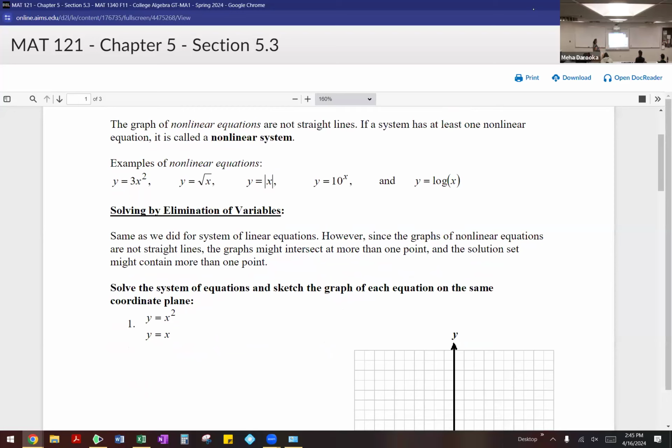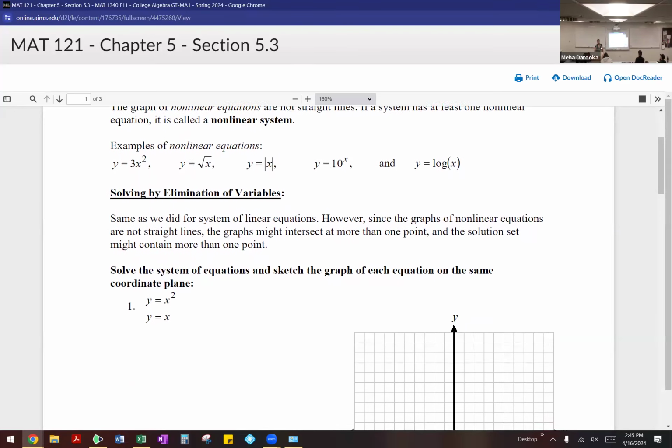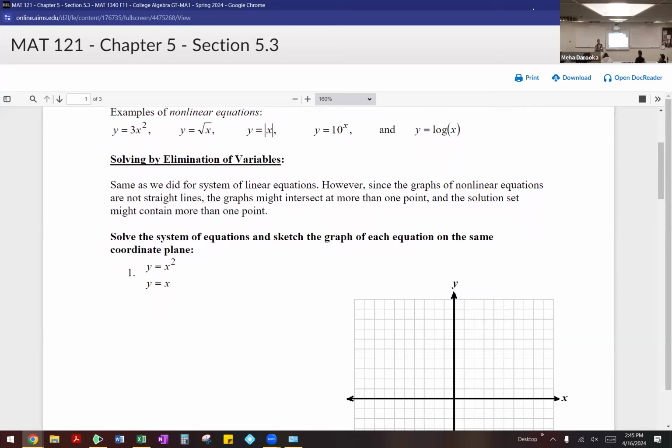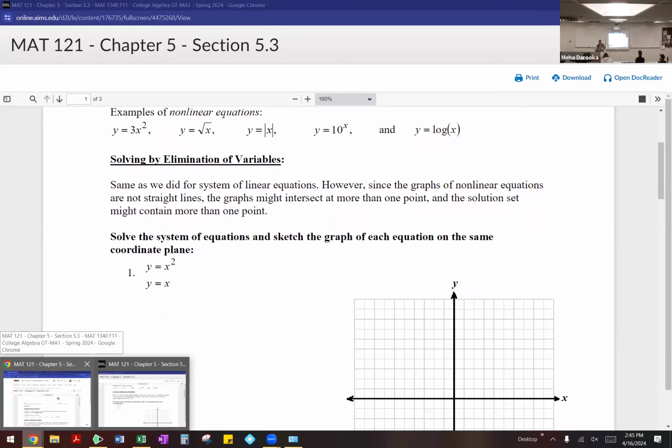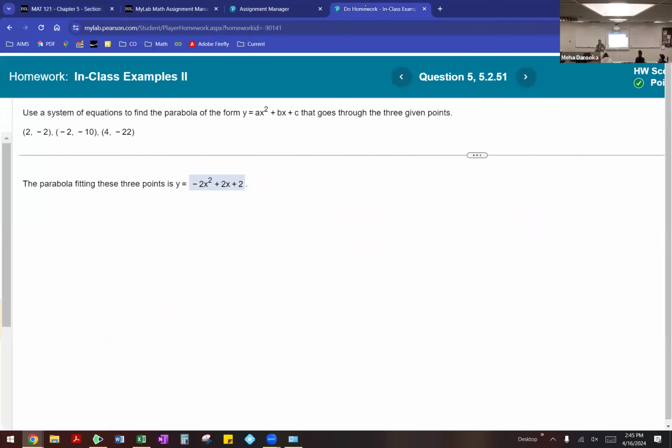So think about parabolas, y equals 3x squared. Think about square root functions, y equals square root of x, absolute value functions, y equals absolute value of x. And then, of course, we just got done talking about exponential and logarithmic functions in chapter 4. So that's y equals 10 to the power of x or y equals log of x. Any of those would be considered as nonlinear equations. Okay, so let's take a look at an example for this guy.